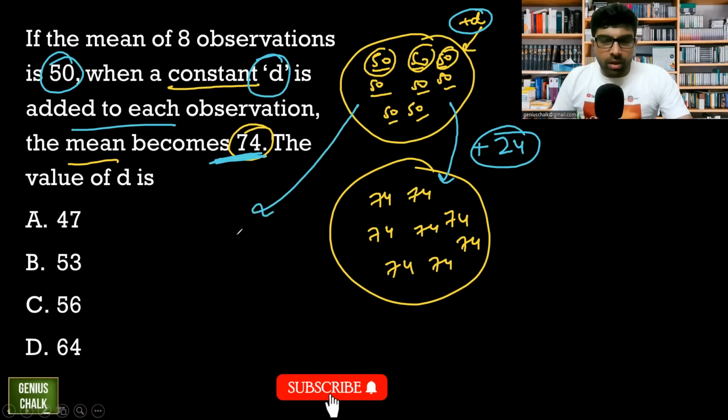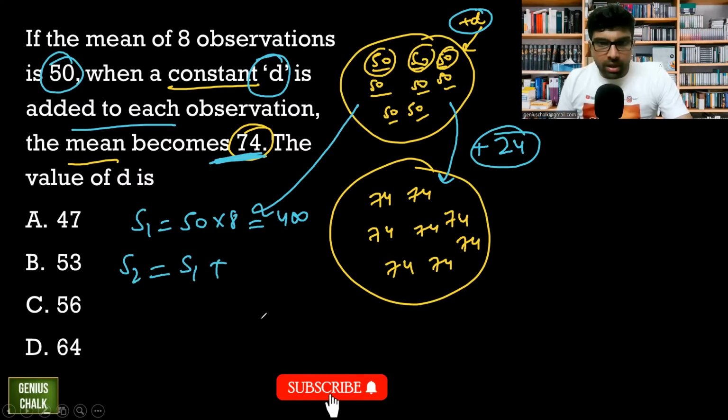What is the total sum here? Sum 1, it's 50 into 8. That means 400. Now, what is the new sum? New sum will be whatever was the older sum plus whatever is added. And whatever is added, that is D. And that will be added for 8 numbers, right?